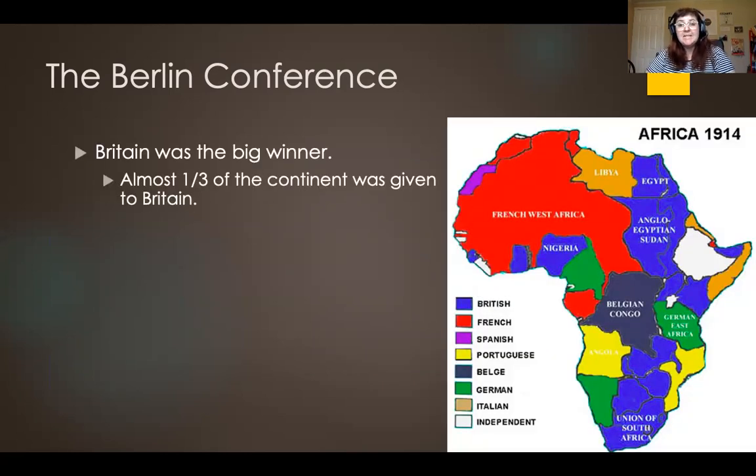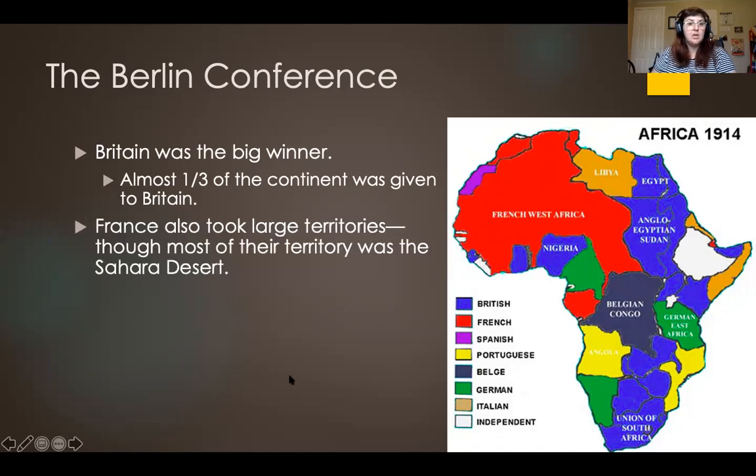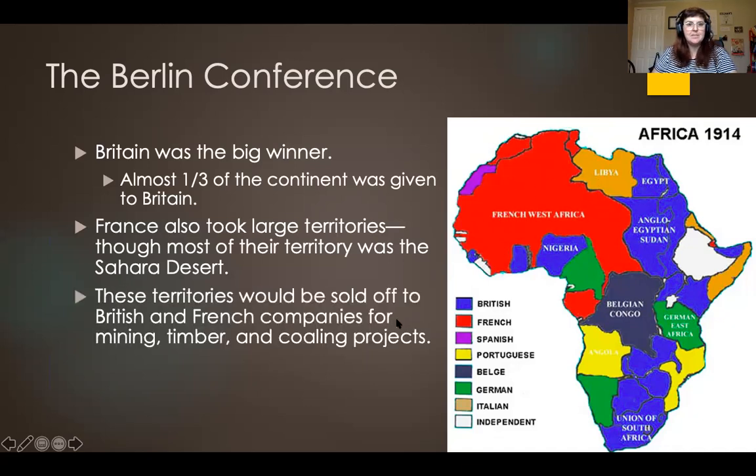So Britain came out of this as a big winner. They get almost 1/3 of the continent, including South Africa here, as well as Egypt, right, and Nigeria, and some smaller countries there. So they're all the blue on here. France also took large territories. They're the red, although a lot of this territory here is taken up by the Sahara Desert and is not really livable or workable. Right?